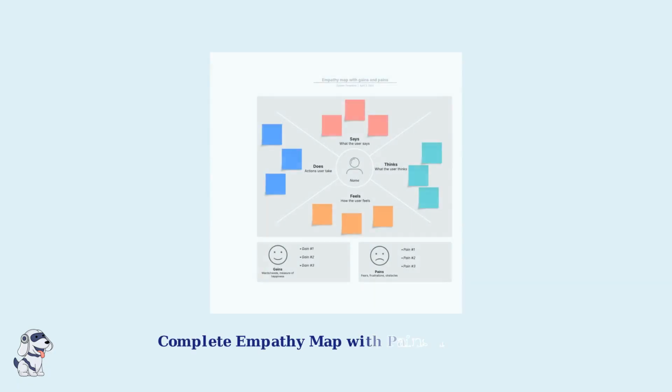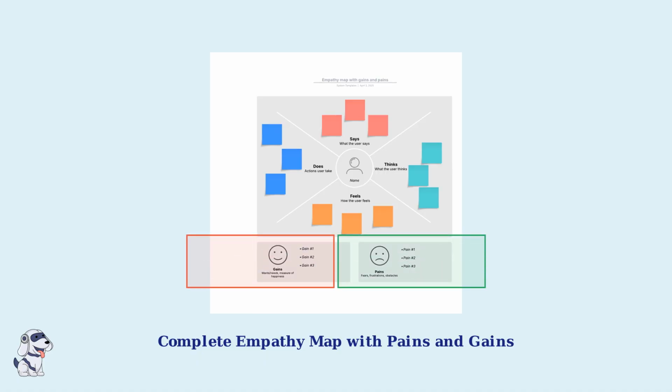Here we see a complete empathy map that includes the traditional 4 quadrants: says, thinks, feels, and does, along with dedicated sections for pains and gains at the bottom. The pains section captures user frustrations and obstacles, while the gains section identifies desired benefits and positive outcomes. These elements also connect to broader customer profiling frameworks.